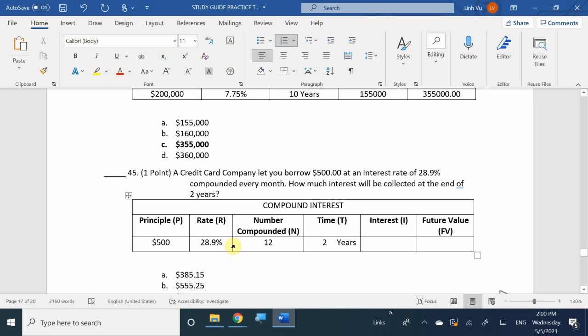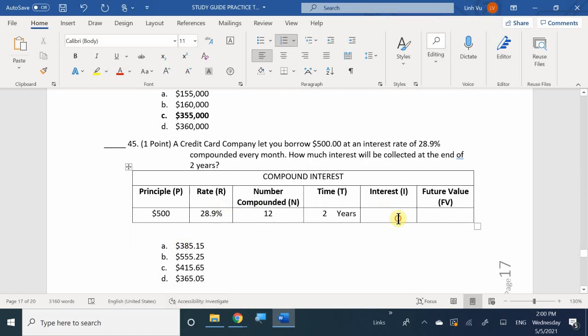So a credit card company lets you borrow $500 at an interest rate of 28.9%. Very typical, which is compounded every single month. How much interest will be collected at the end of 2 years? A. $385. Okay, so let's solve for it one at a time.